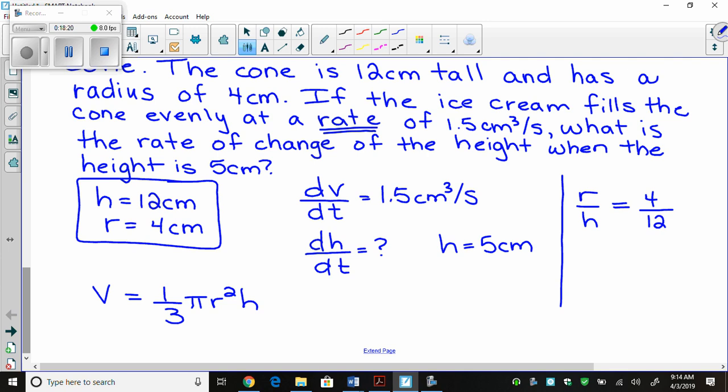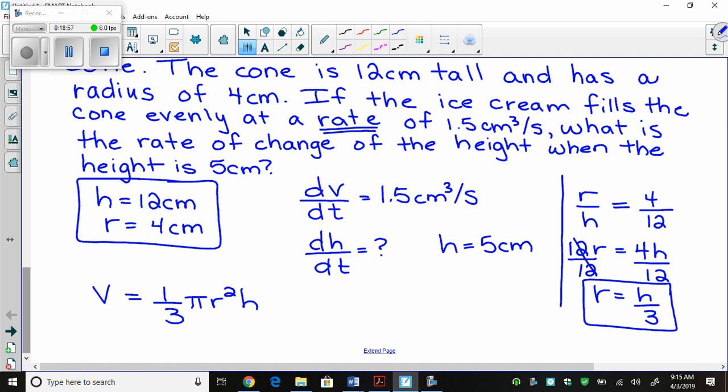Now, ultimately, we have nothing of r to fill in here, correct? We only have h stuff. So we need to get rid of r. We can cross multiply and isolate for r. So we get 12r equals 4h. Then we isolate for r so we can replace it with h's. Divide by 12, divide by 12. r equals h over 3. And now I can replace r with h over 3.